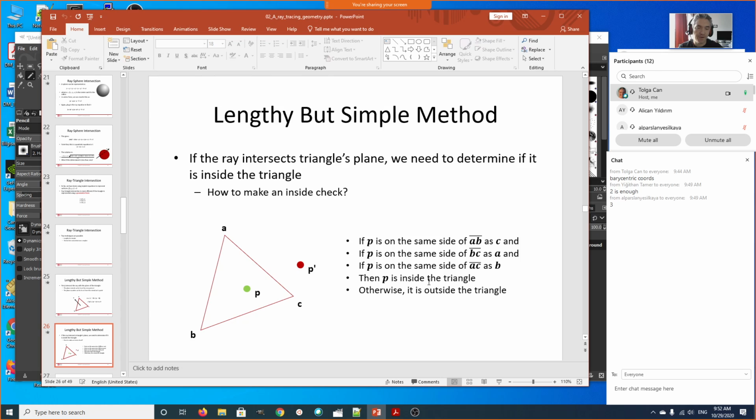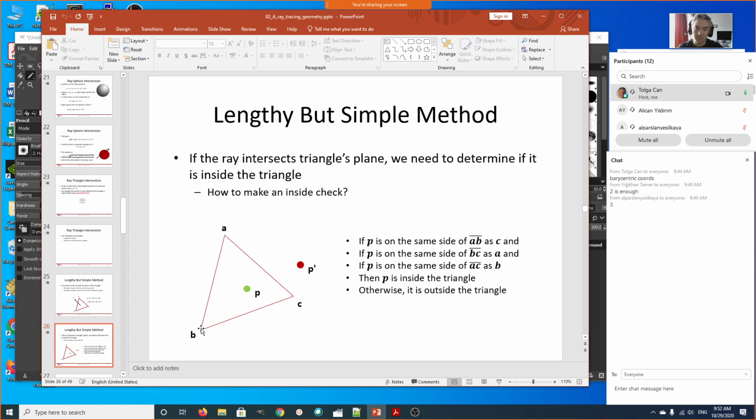After we find the intersecting point, it could be P or P prime, whatever it is, we check whether it's inside the triangle or not. To figure that out, if we look at the AB edge, P should be on the same side as C. According to AC, P should be on the same side as B.